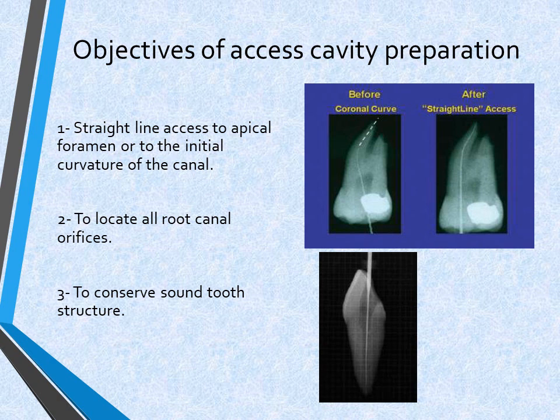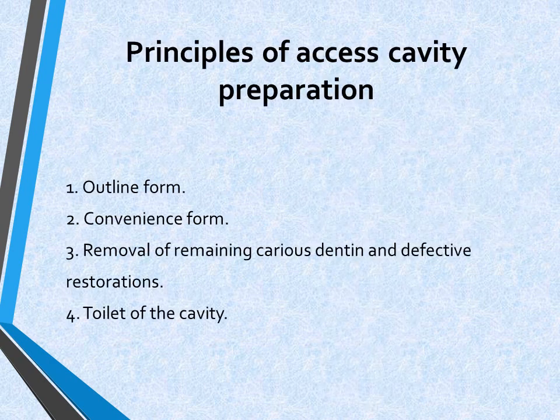So your straight line access should be achieved. You should be able to locate all your orifices of that particular tooth, and at the same time you should be able to conserve sound tooth structure. So you should know when to draw the line, when it is over prepared and when it is under prepared. So what are the principles of your access cavity preparation?